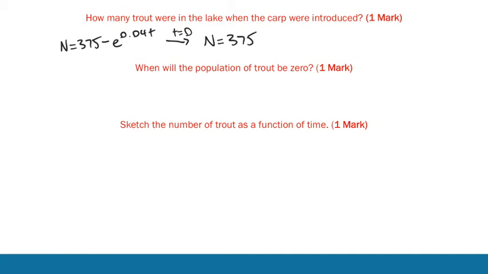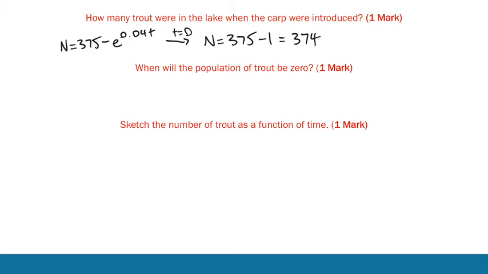Now remember, don't immediately jump to 375. A lot of students did. When we look at this, if we sub t equals 0 into our exponential term, that turns the whole exponential into 1. E to the power of 0 is 1. So the answer is 375 minus 1, which equals 374.